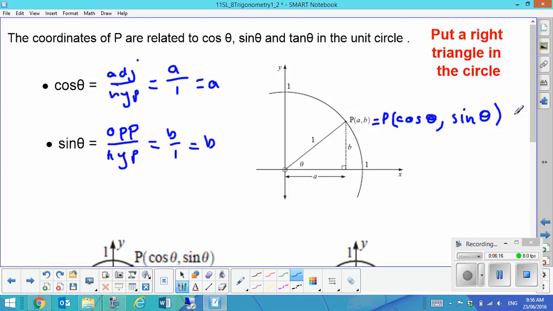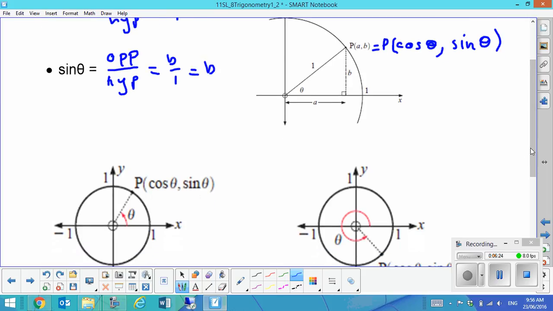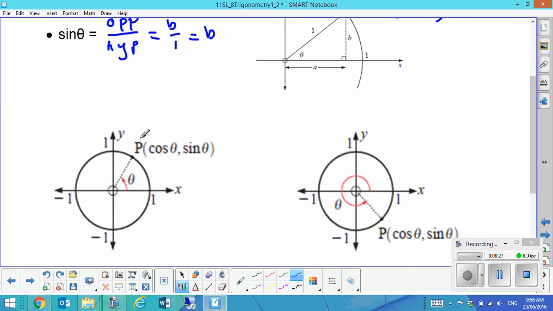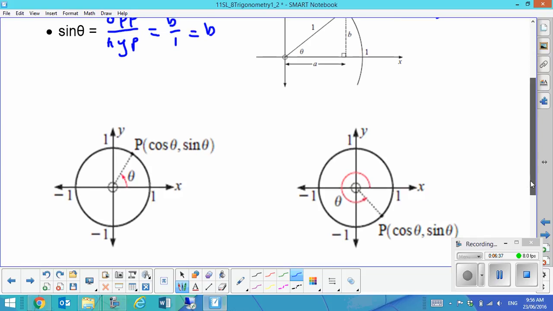So the coordinates of our point P going around the circle can be calculated by cos of the angle and sine of the angle. So that's summarised in this picture here. Cos theta, sine theta, where theta is the angle, will give us the coordinates of P, and it doesn't matter whether it's in degrees or radians.